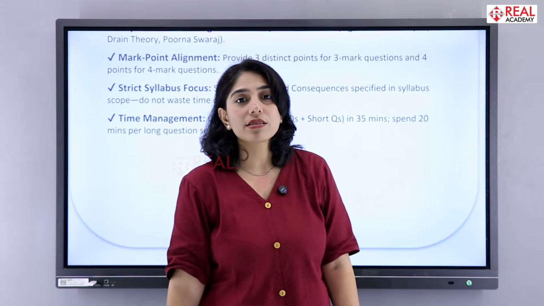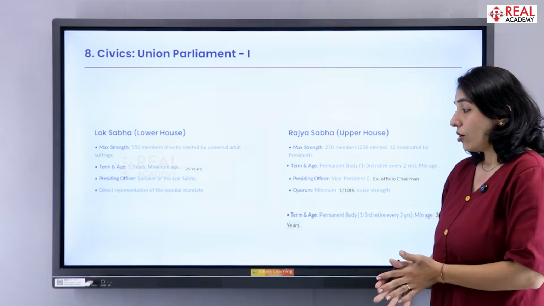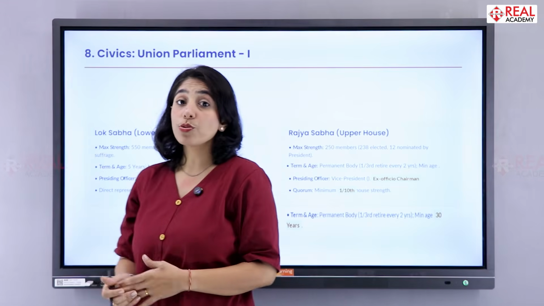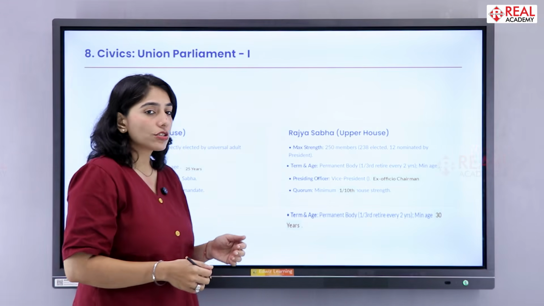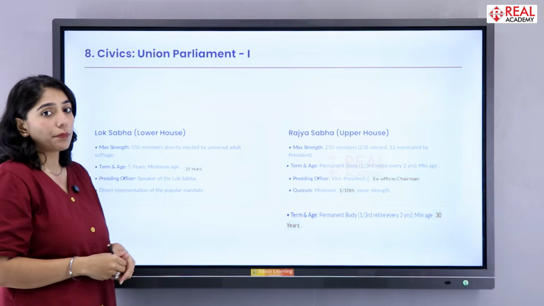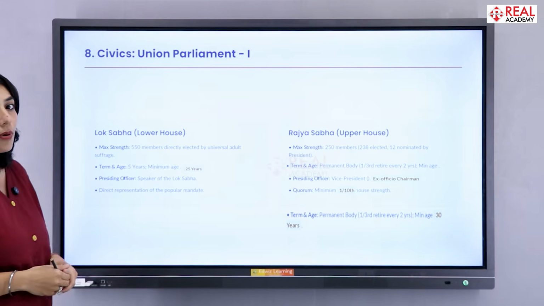Now we start with civics. All right, as discussed previously when we spoke about history, now we'll switch to civics here. For civics, you have only chapter number 8 and chapter number 9, that is Union Parliament 1 and Parliament 2. So what is more important here?